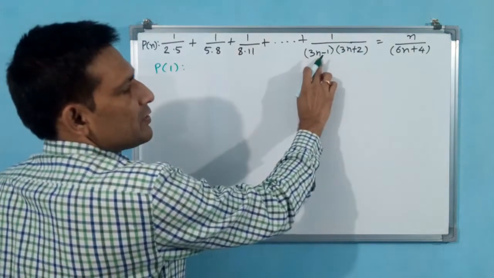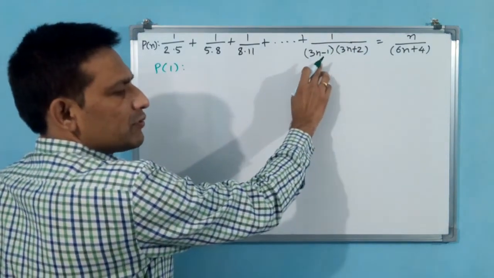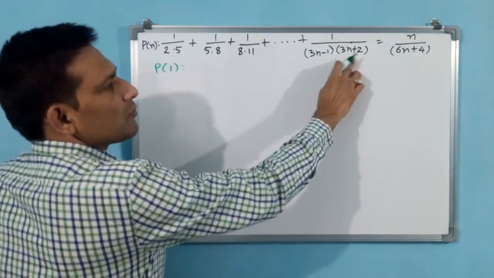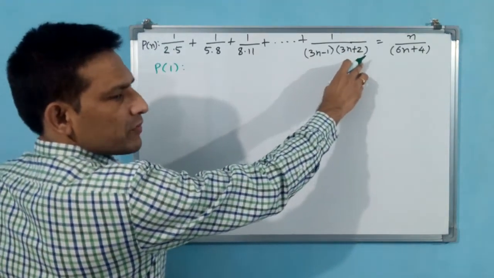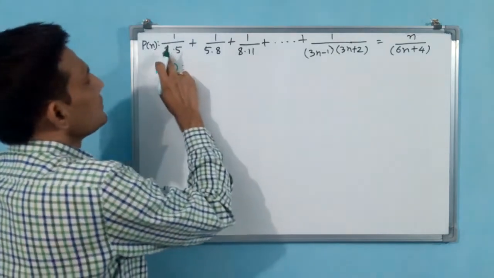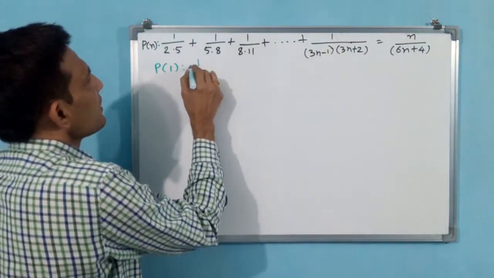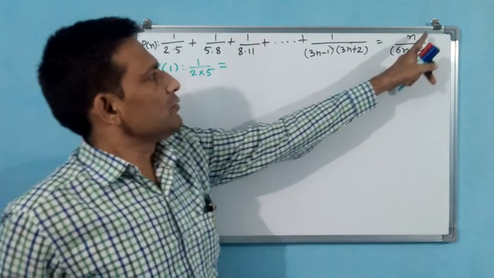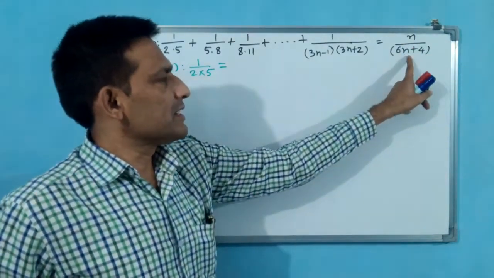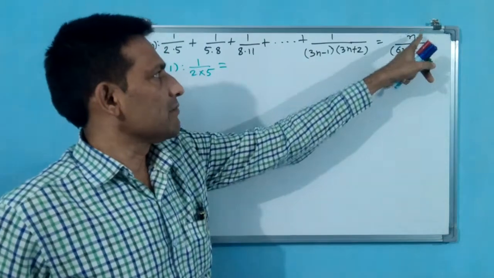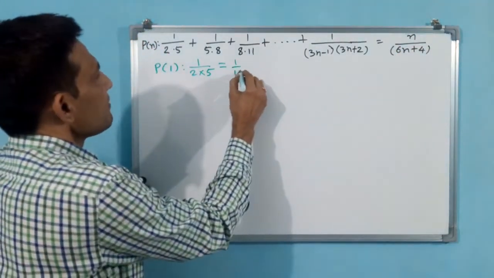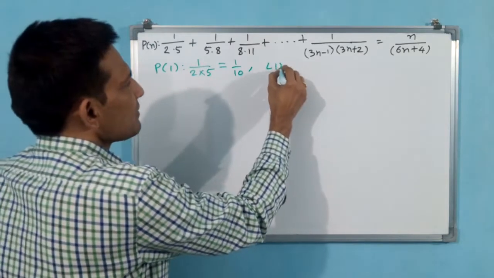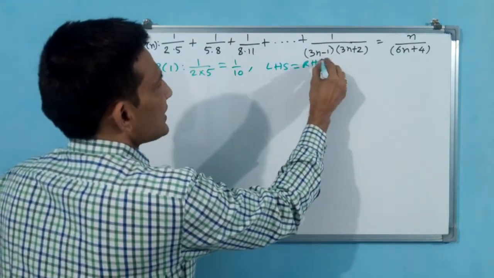1 by 3 into 1 minus 1. 3 into 1 is 3, minus 1 is 2. 1 by 2. Then 3 into 1 plus 2, 3 plus 2 is 5. Sorry, 2 into 5. So 1 by 2 into 5. This will be LHS. RHS: 1 by 6 plus 4. Why? Because n is 1, so 6 plus 4 is 10. 1 by 10 will be RHS. That means 1 by 10 is equal to 1 by 10 has come. That is why you can write LHS is equal to RHS.